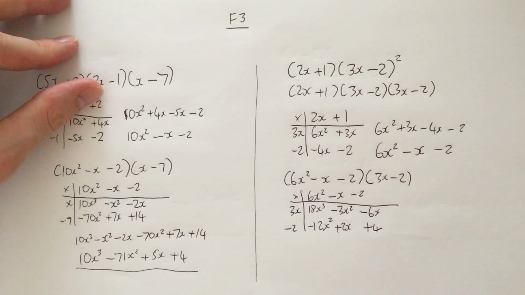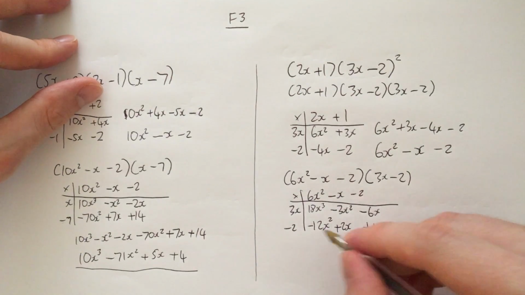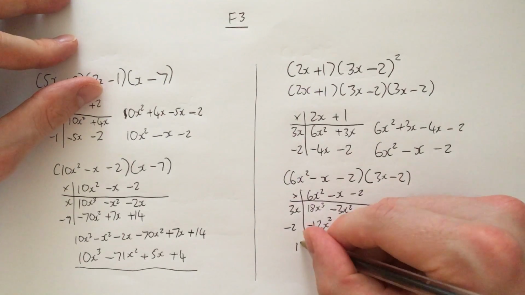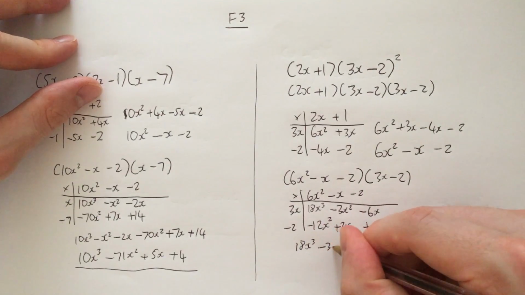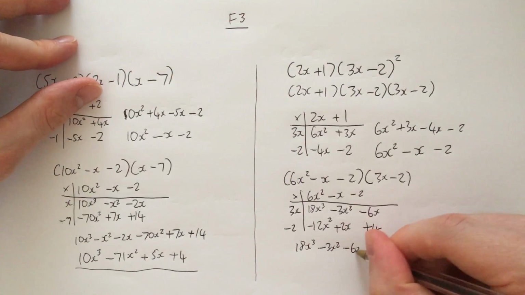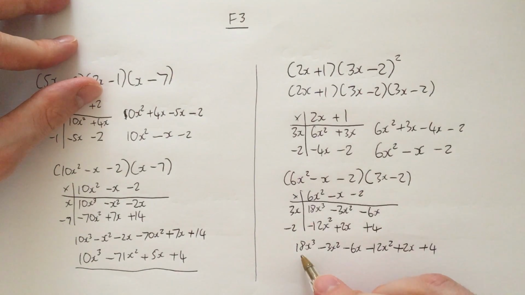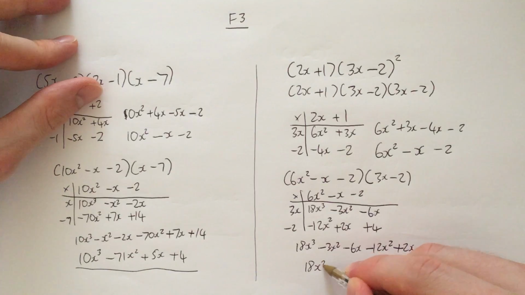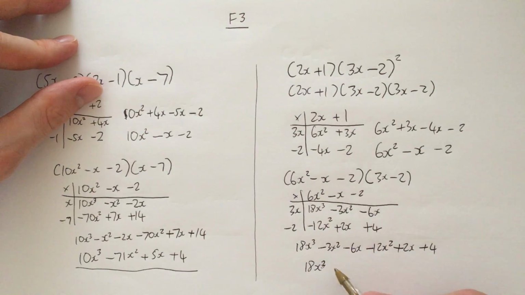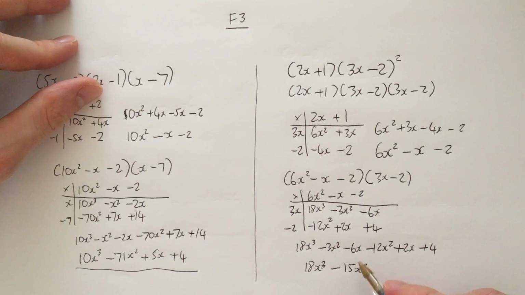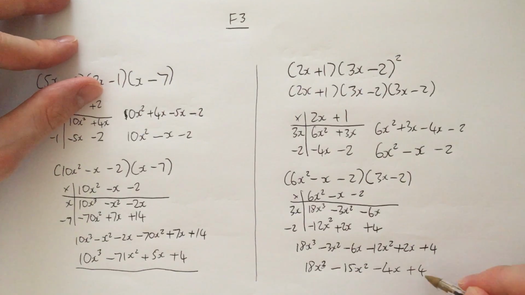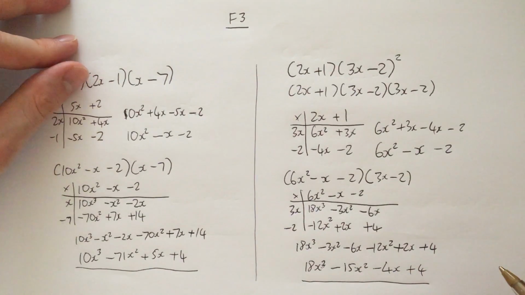So there's a lot of places you could go wrong here if you're not careful. I'm going to rewrite it underneath and then the final answer underneath that. 18x cubed minus 3x squared minus 6x minus 12x squared plus 2x plus 4. 18x cubed, nothing else there. Also, we know it's a cubic, so therefore it's going to be x cubed. Negative 3x squared minus 12x squared is going to be negative 15x squared. Negative 6x plus 2x is negative 4x, and then you've left me with plus 4. And that's the final answer.